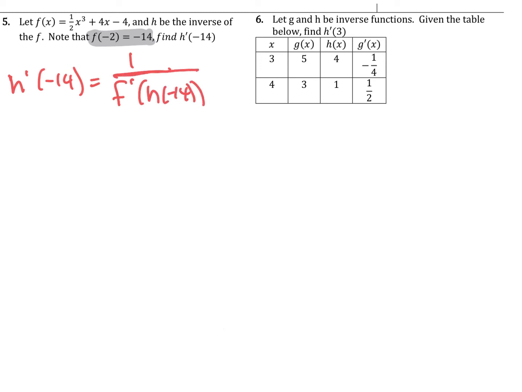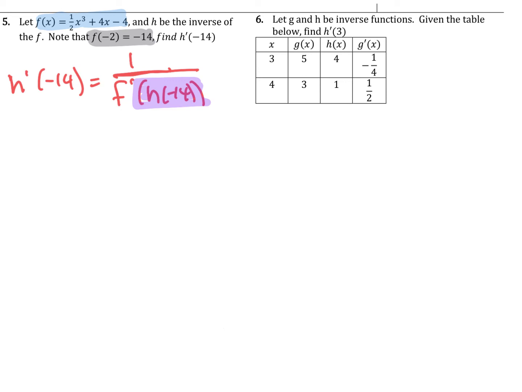So now you might be wondering, I can see the function f, right? We have f right here, but we don't have any information about h. And in order to evaluate this, the next piece of information that we need to know is what is h of negative 14. We need to know this value, otherwise we can't do anything.